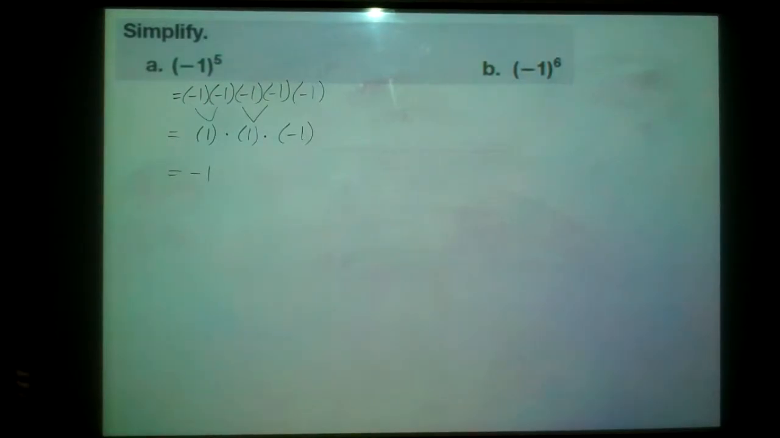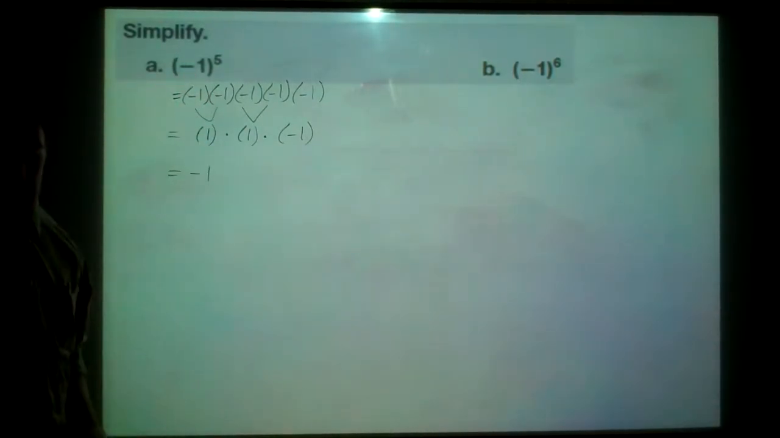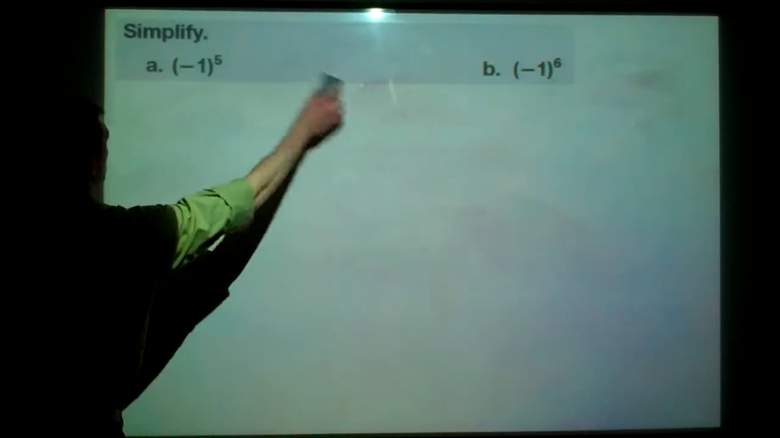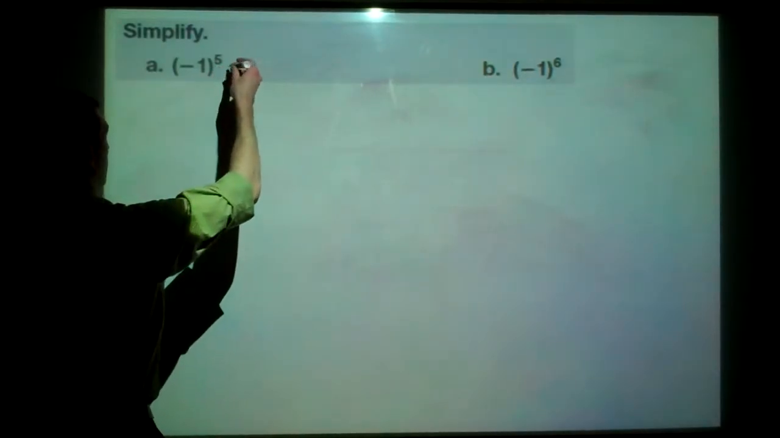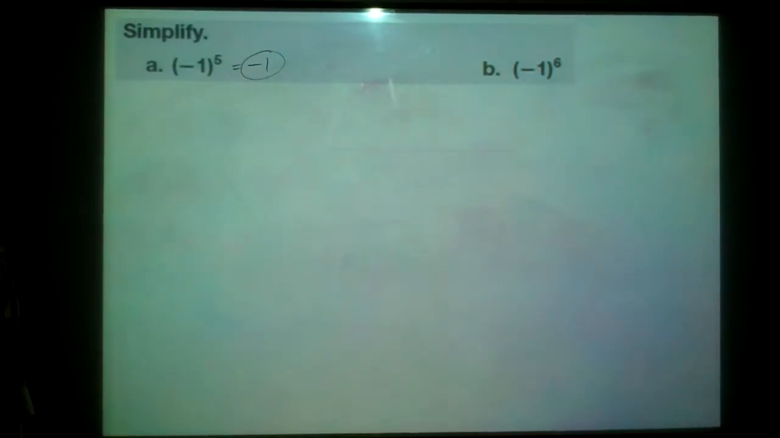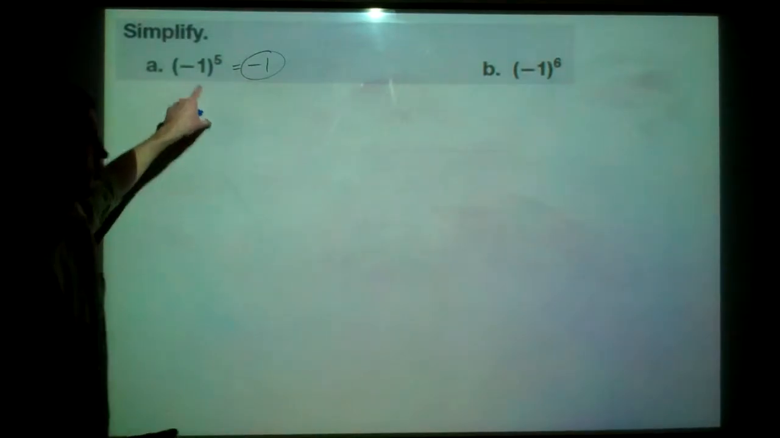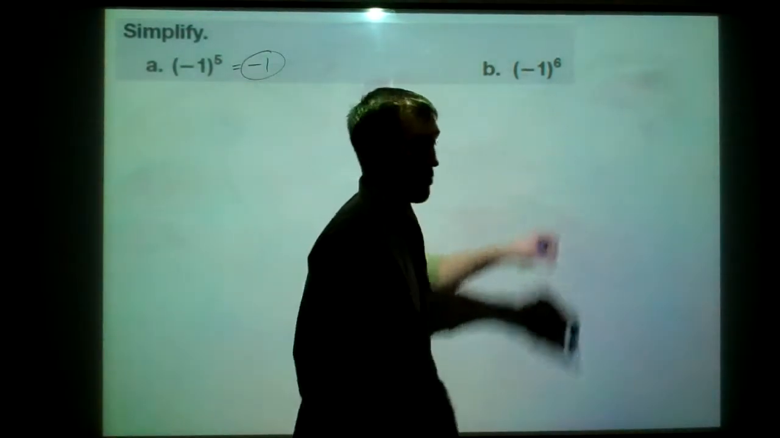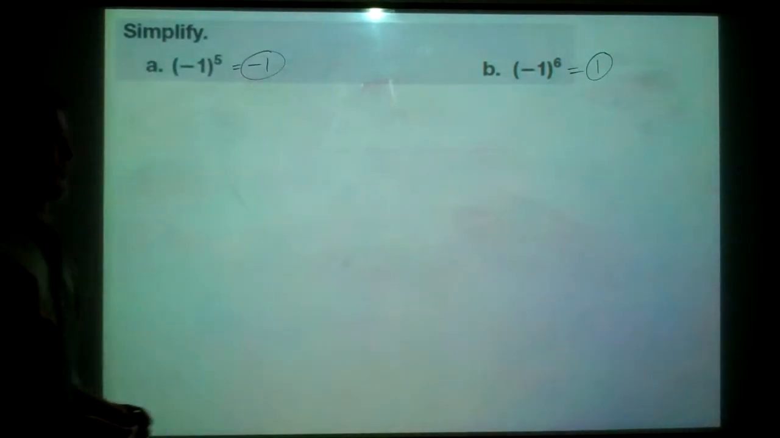Okay? Now, the shortcut says we could have just taken the exponent 5 and noticed we should know that we're going to get a negative answer because this is an odd power. Okay? An odd power will result in a negative answer if we have a negative inside here. So this is an even power, we should get a positive 1. Okay? That's the difference between those two.